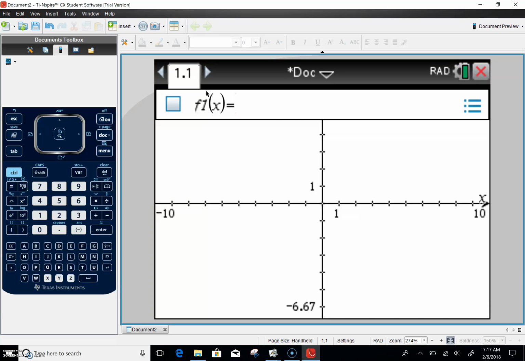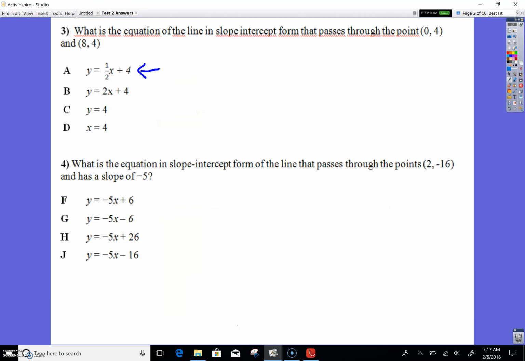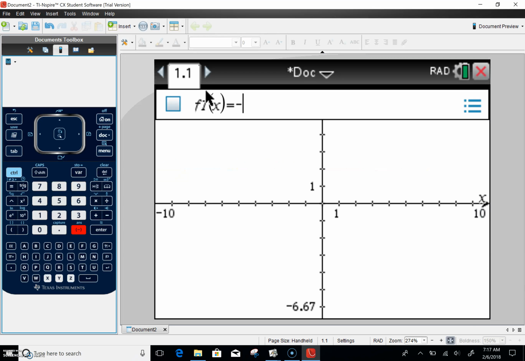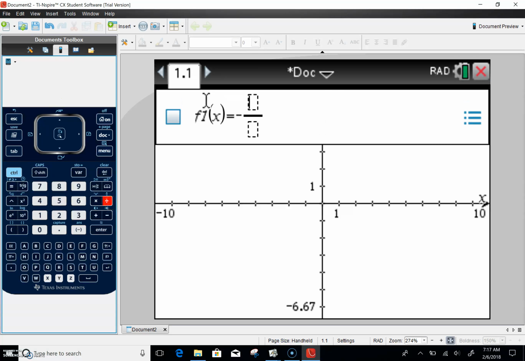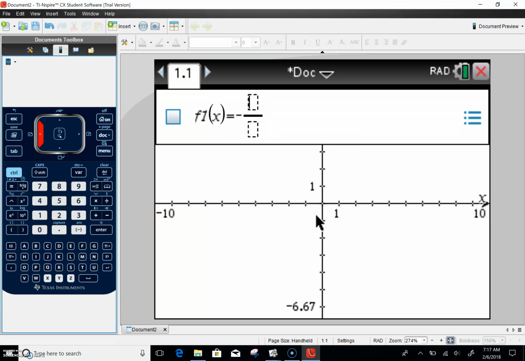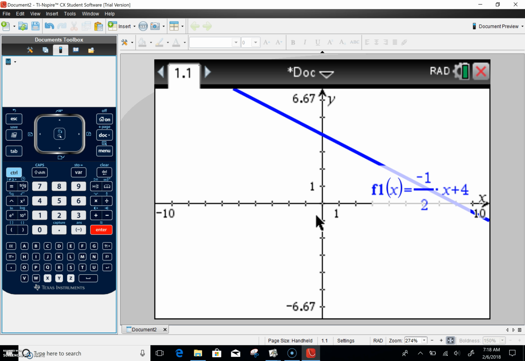My first answer is negative 1/2 x plus 4. Oops, I'm sorry, I did that wrong. Delete. I don't want to do that. Okay, that's negative 1/2 x plus 4.